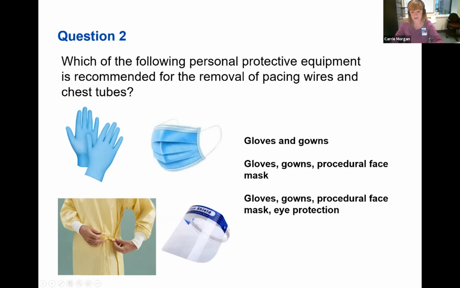So this is just a really good reminder. With chest tube and pacing wire removal, splashing is very, very possible and very common. So it's really important to protect yourself, particularly wearing all this PPE. So the correct response is gloves, gowns, procedural face mask, and eye protection, because splashes are imminent.